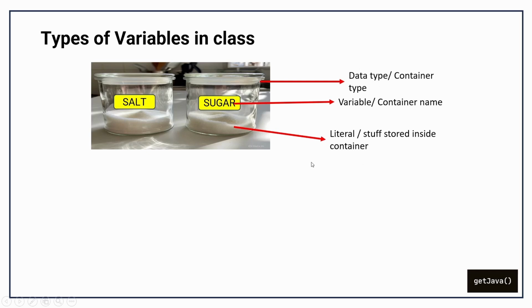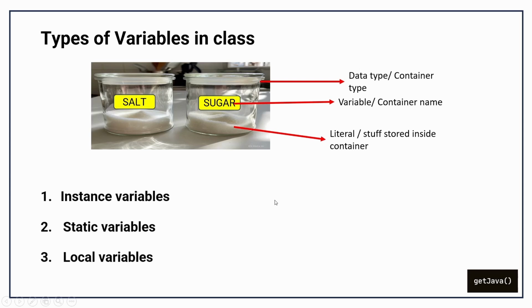So this was all about variables which we already know. Now depending upon where these variables are present inside a class or depending upon their usage, these variables are further classified into three types. So what are those three types? First is instance variable, second is static variable, third is local variable. So we will see one by one what is the meaning of these variables. So let's get started. First we will go ahead and see what is an instance variable.